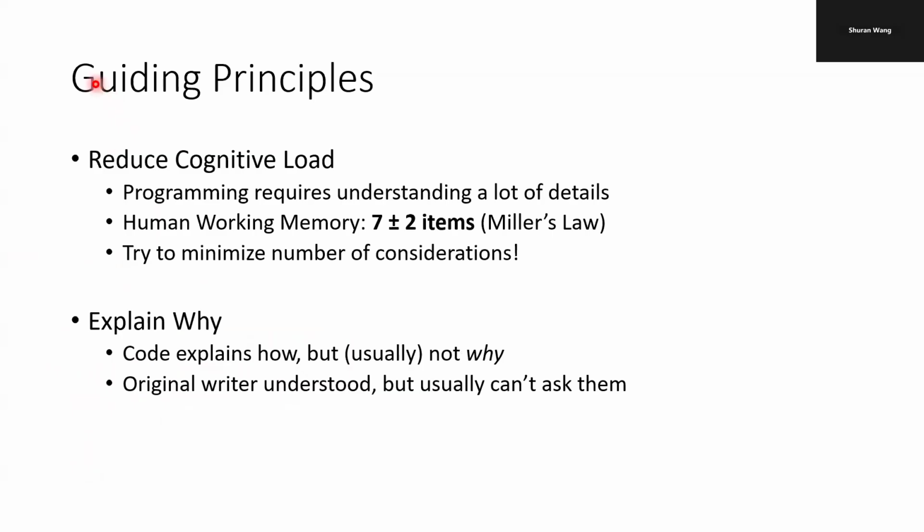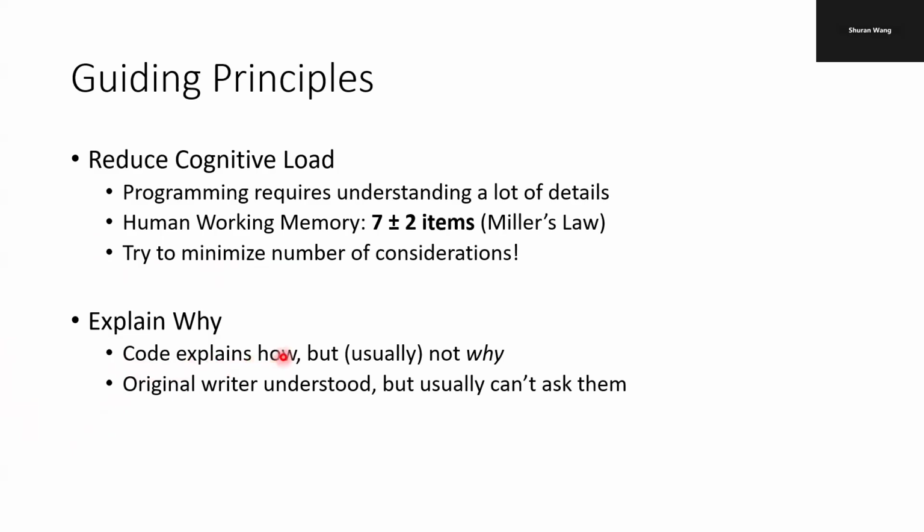Guiding principles. We need to write code that reduces cognitive load for people reading your code. Your human working memory has, by Miller's law, 7 plus minus 2 items at once. So you won't be remembering more than those number of items at once. Therefore, if you need to remember a lot of things while reading your code, it's going to be very difficult. But if you have all of those in comments, you don't have to remember all of those. So try to minimize the number of considerations at a time.